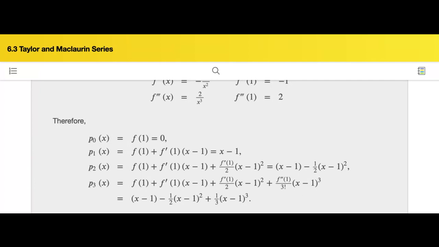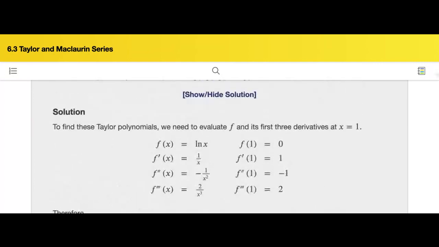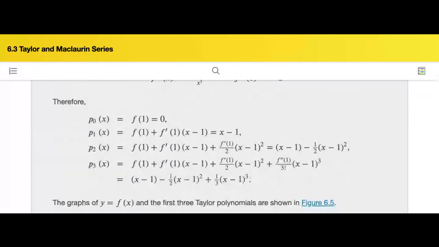Okay. All right. So to find a certain order of Taylor polynomials, we calculate derivatives. Then we plug in a. Then we put it into the formula.